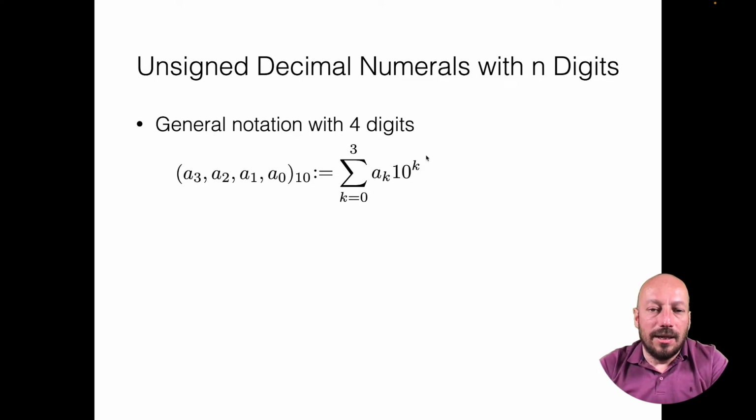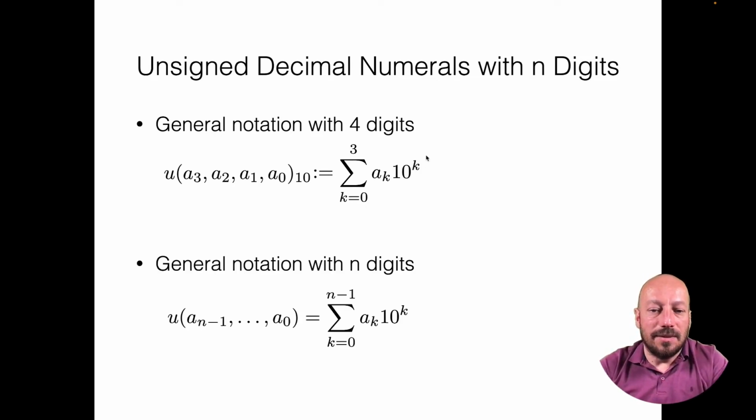No big deal. And then also maybe we want to point out that this is a numeral that represents a non-negative integer, unsigned integer. And we can therefore agree on a notation like that, where we have this u of a certain sequence of digits with base 10. And the next step, of course, would be to generalize this to n digits, and that's easy. We just then have a sum defining this numeral from 0 to n minus 1.